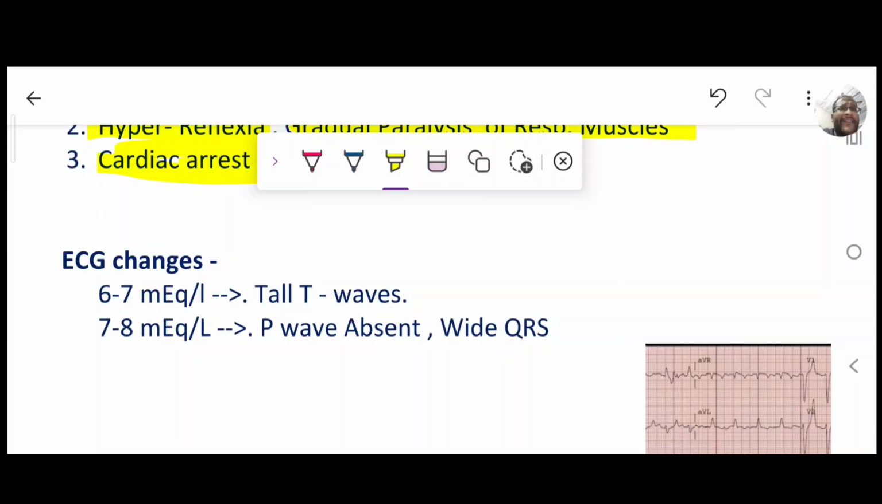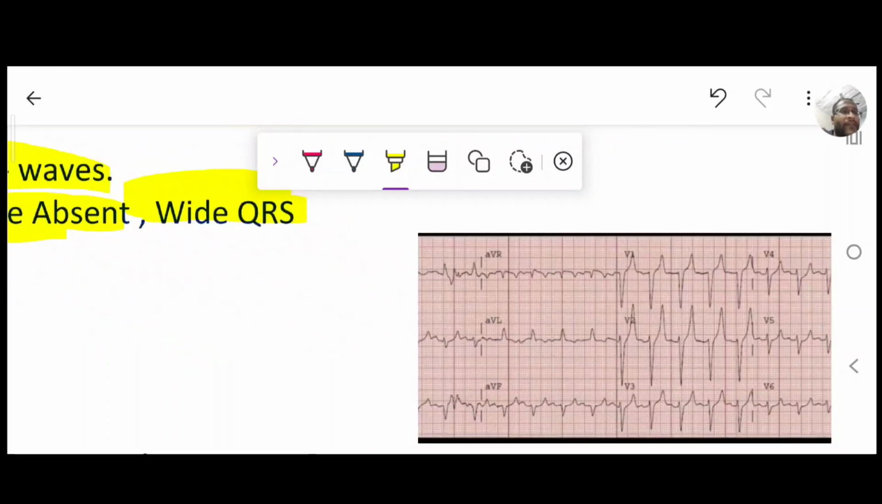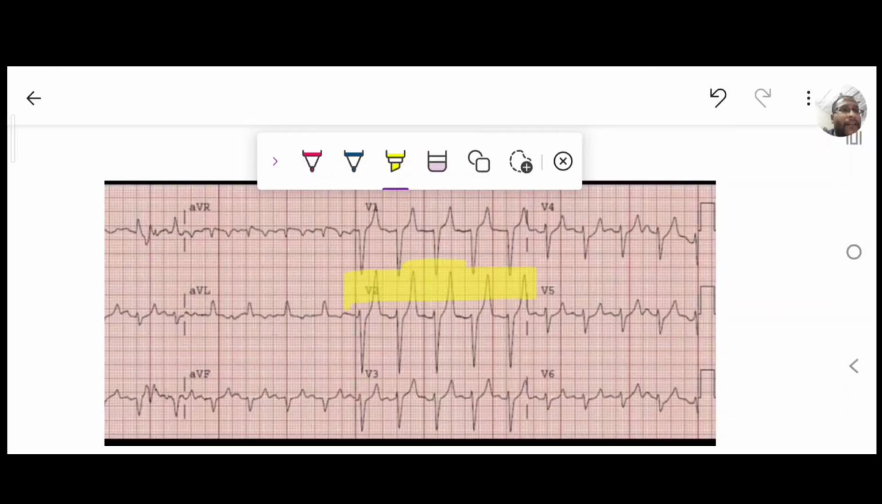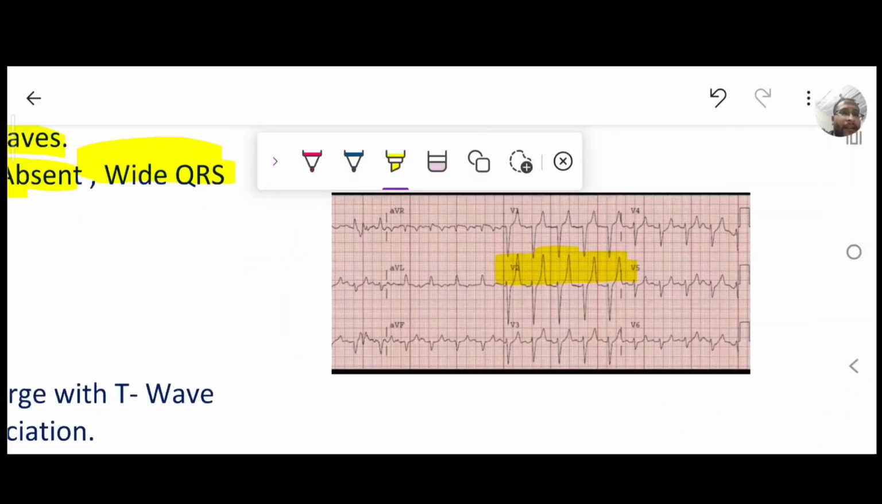So what are the different ECG changes? First of all, there will be tall T waves when the potassium level is around 6 to 7 milliequivalent per liter. Then when the potassium level is 7 to 8 milliequivalent per liter, the P wave will be absent and there will be wide QRS complexes. So in this ECG, as you can see, there are tall T waves which represent hyperkalemia.